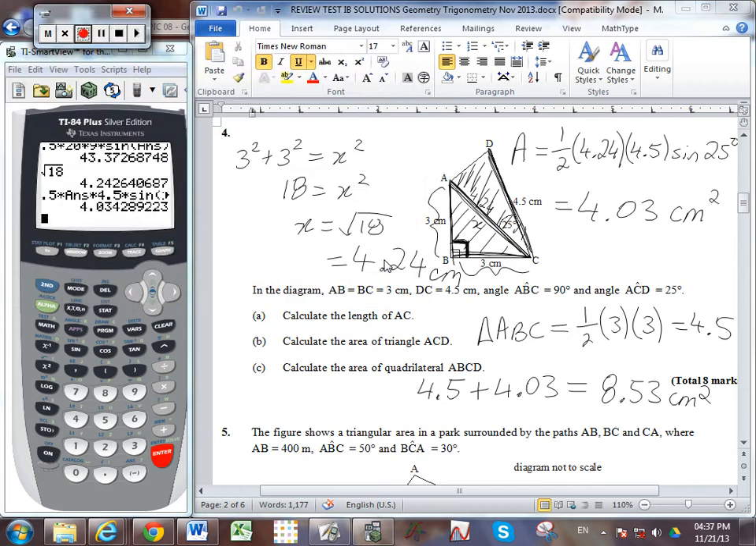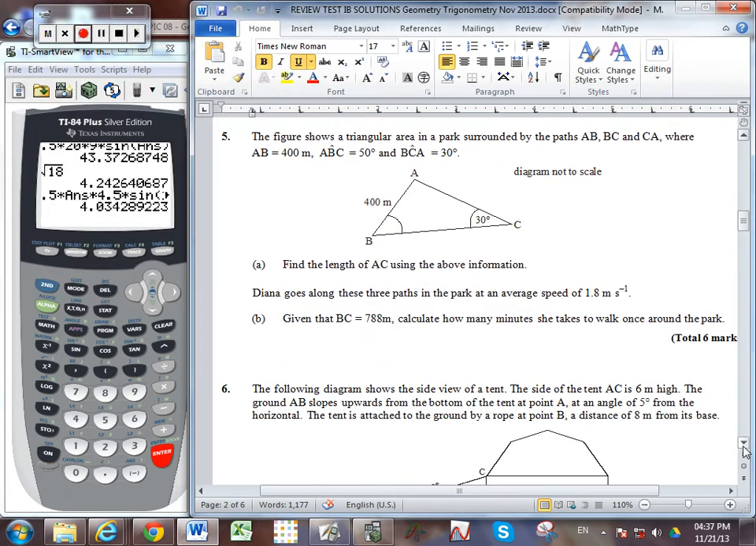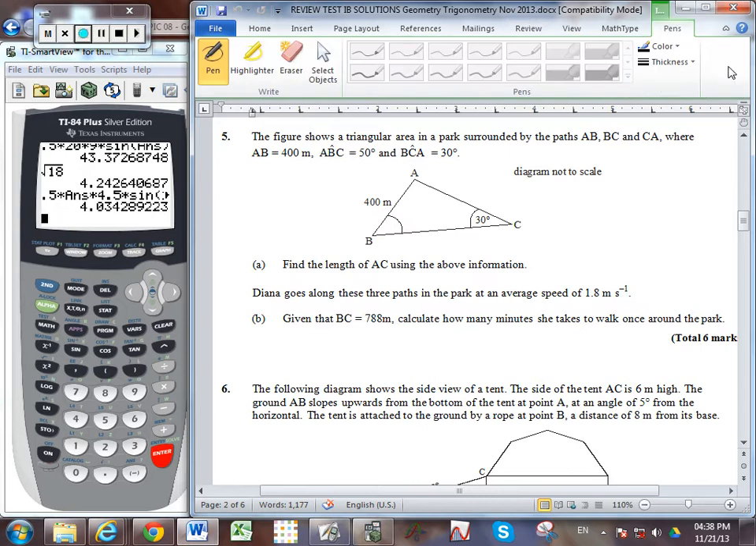Okay, let's continue then with number 5. So we've got a triangular area in a park surrounded by 3 sides of a triangle, and the measures, strange, the 50-degree angle didn't appear on the diagram, did it? So let's just make sure that we add it. So we've got a 50-degree measure right there.